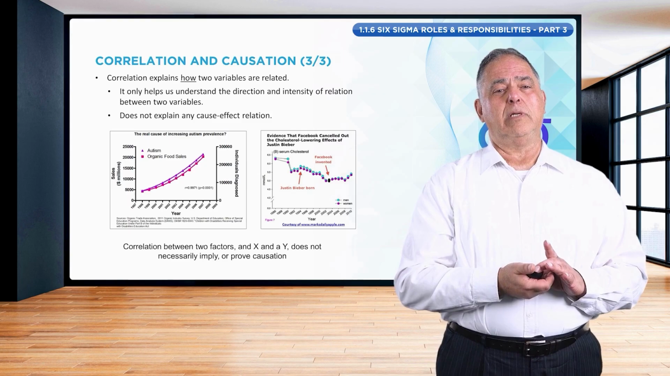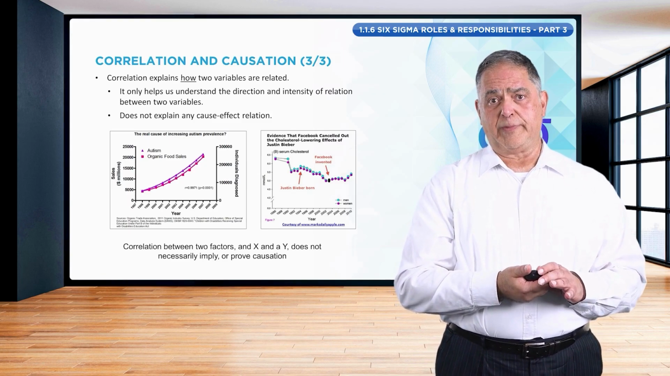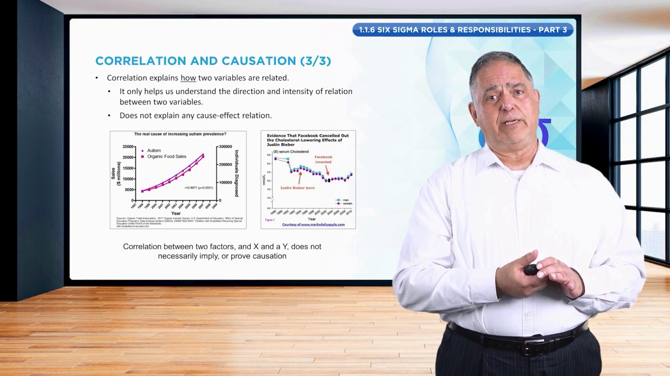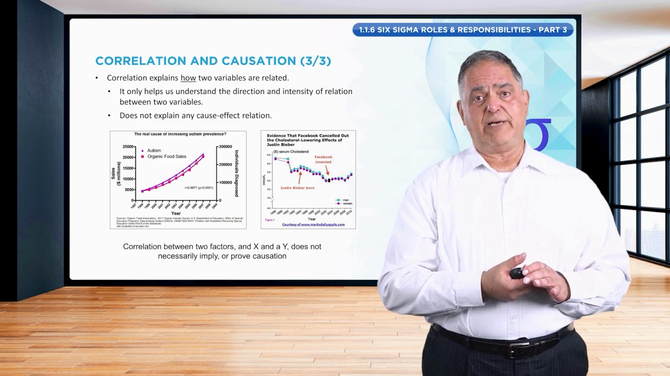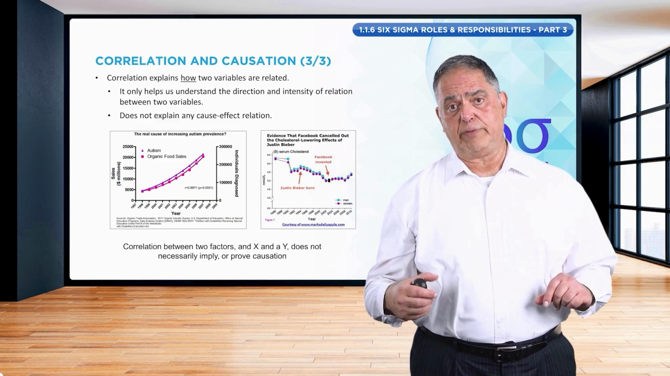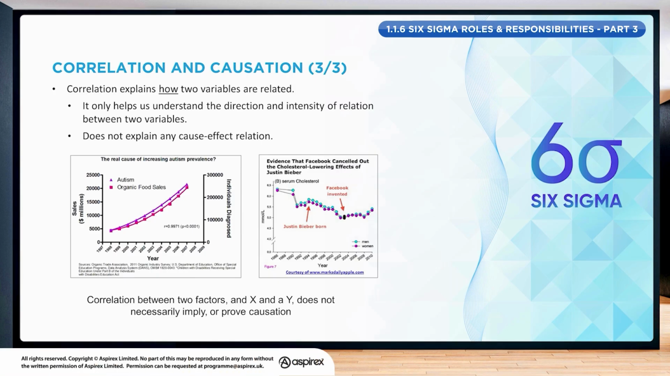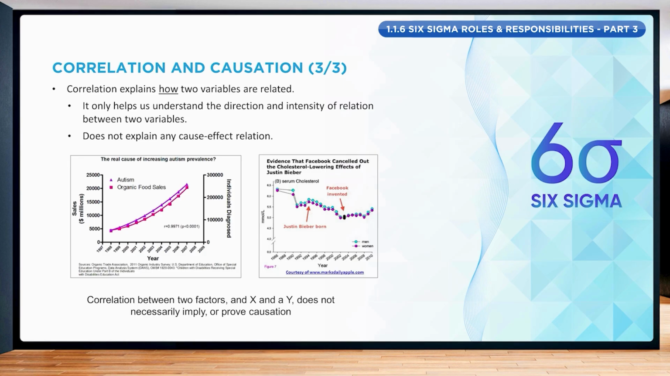Now, when we compare these two terms, correlation and causation, it does not necessarily mean that because we have an indication of correlation between two variables, necessarily changes in one variable actually cause changes in the other variable. In other words, correlation does not prove causation.